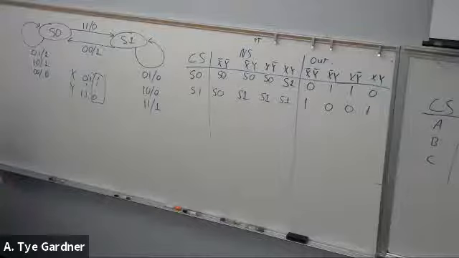Okay, so that's the state table describing our adder. Our serial adder is what it would be called, because it's adding one bit at a time serially. Okay.